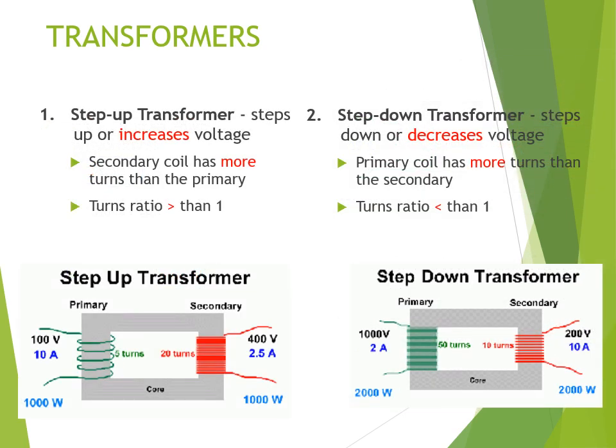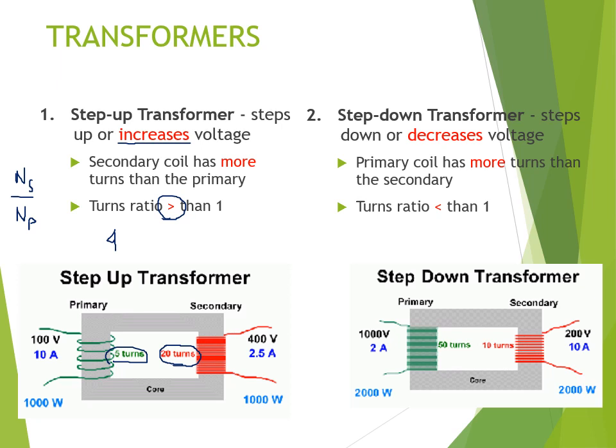A step-up transformer steps up or increases voltage. The secondary coil has more turns than the primary. This example has 20 turns on the secondary and only 5 on the primary. The turns ratio is always greater than 1. Turns ratio is NS over NP. So if we were to calculate NS over NP for this one, we would take 20 divided by 5, and that number would be 4. So it has a turns ratio greater than 1.